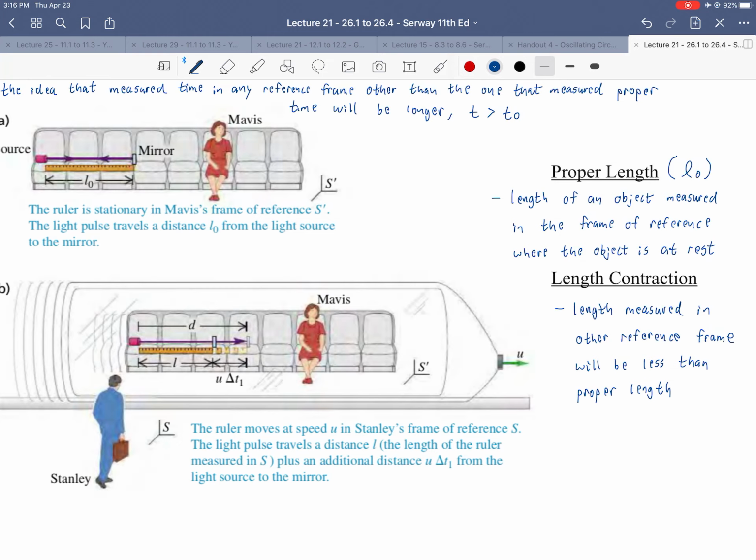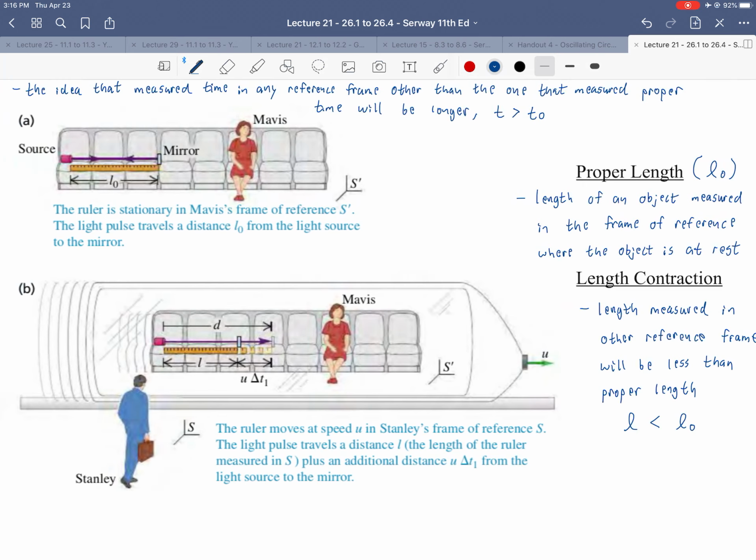Okay, so it's the opposite effect in a sense, right? All the lengths are going to be shorter than the proper length, whereas all the times other than the proper time were longer. But those two ideas come from the same place. So the idea is simply that L, let me use lowercase l, would be less than L naught.